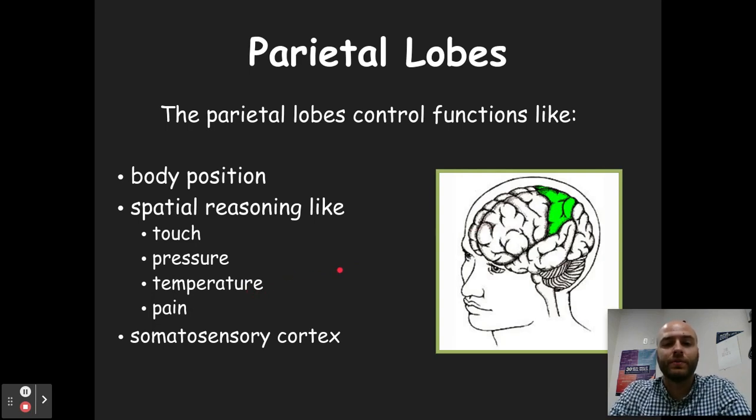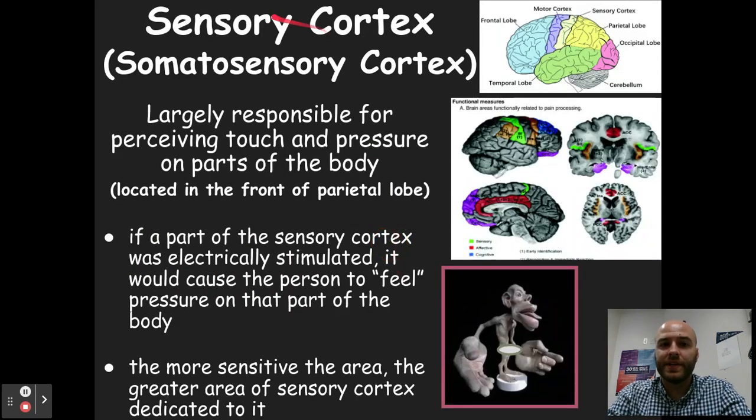But the parietal lobe has a big part in our body position, spatial reasoning, where we are in space, how our body moves, as well as the information coming in through touch, pressure, temperature, and pain. That sensory cortex, which we just mentioned, is just here in the front of the parietal lobe, on the borderline with the motor cortex and the frontal lobe, okay? Right there. This is largely responsible for perceiving touch and pressure on parts of the body. I know you think senses, you think five senses, but the sensory cortex really deals with touch and pressure, and that's its main job.